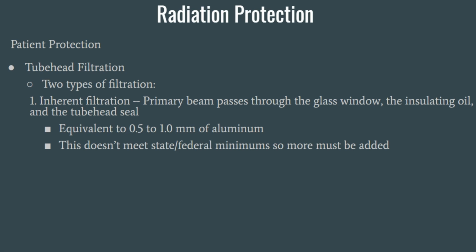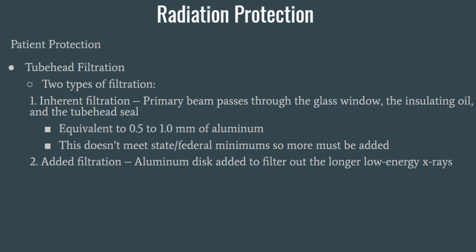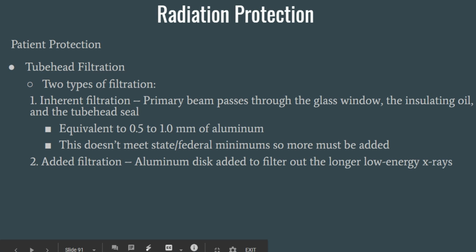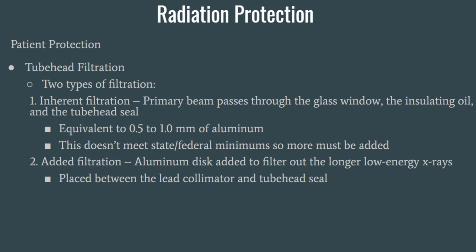We have to add in that second type of filtration, and that is called added filtration. These are the aluminum discs that are added to filter out the longer, low energy X-rays. Remember that these longer, low energy X-rays are more harmful to the patient, so we want to be able to block them out. That aluminum disc is placed between the lead collimator and the tube head seal. So remember that primary beam passes through the glass window, through the insulating oil, the tube head seal, and then it hits that aluminum disc to filter out those X-rays.